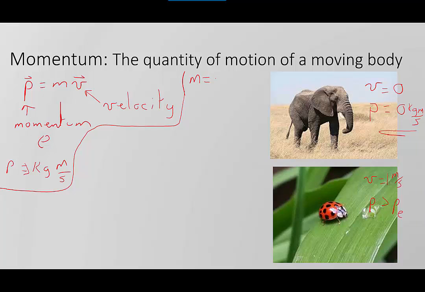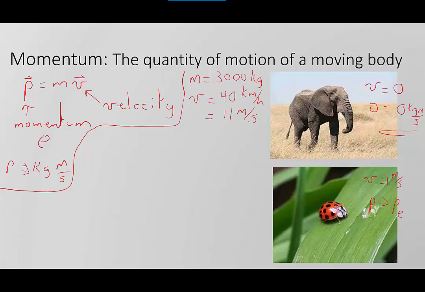The average mass of an elephant is 3,000 kilograms. The average speed of an elephant sauntering through the grasslands is 40 kilometers per hour. Well, we can't have speed in kilometers per hour. It needs to be in meters per second. So if we convert this, it's approximately 11 meters per second.